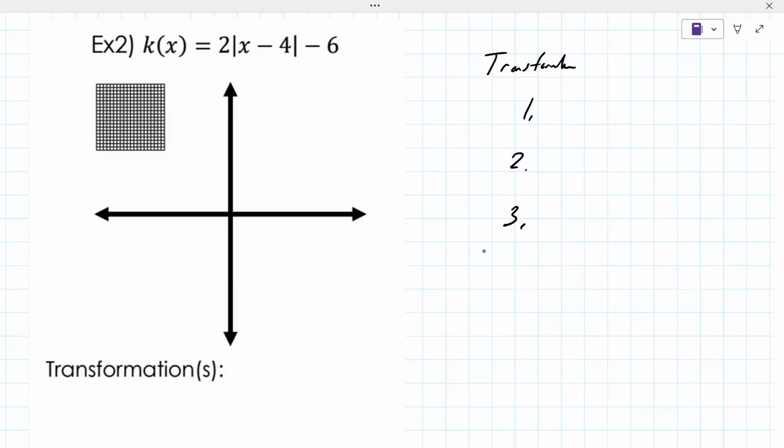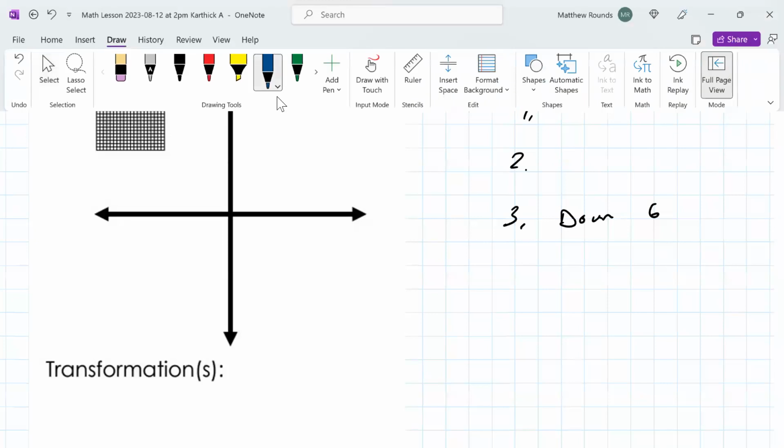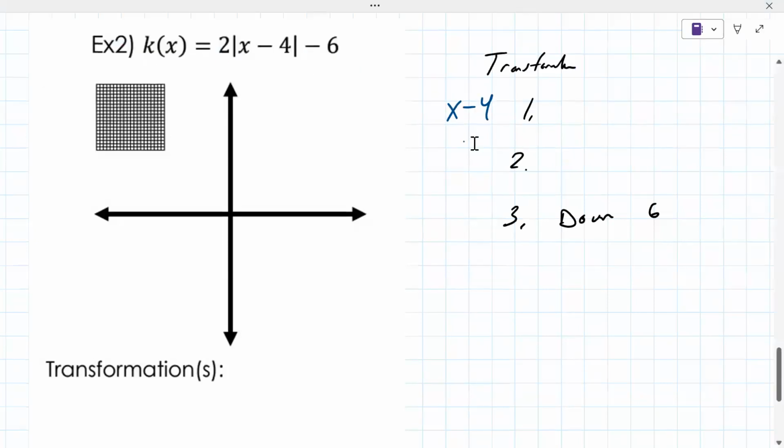So, first, let's see. It would be 6 down. Down 6, that's actually the third transformation. That's good. All right, let's do this in order here. X minus 4. It's always opposite when it's inside parentheses. I don't know why it's taught that way, but that's the way it's taught. X minus 4 means left or right 4. So this one would be right 4. Very good. Right 4.